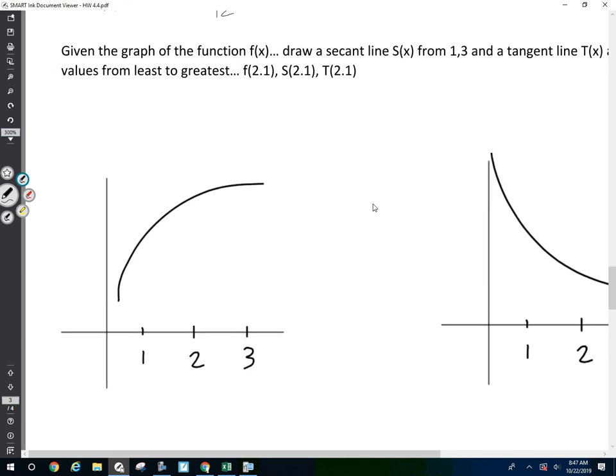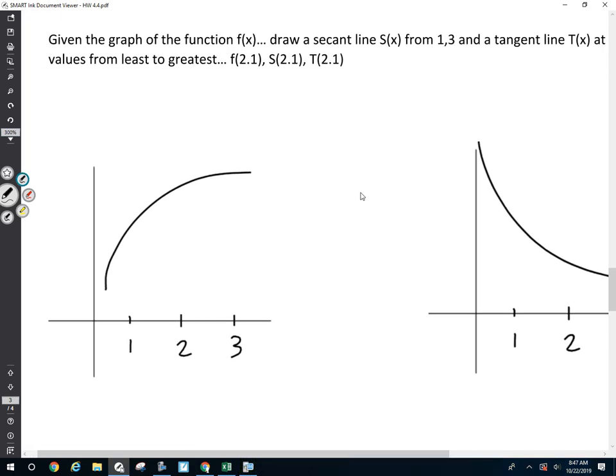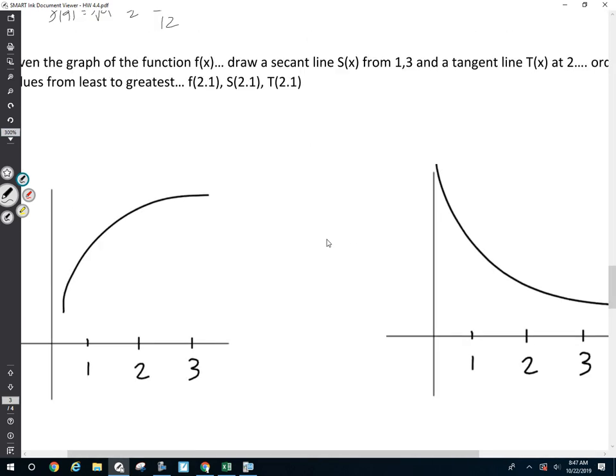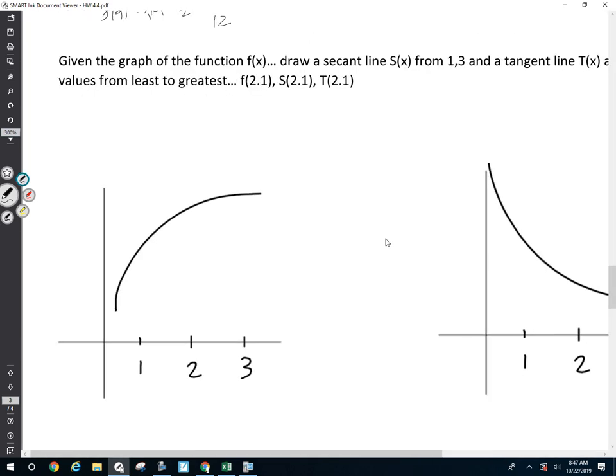All right, given the graph of a function, draw a secant line s of x from 1 to 3, and a tangent line t of x at 2. Order the following values from least to greatest: f of 2.1, s of 2.1, and t of 2.1. Okay, so this is f of x, and there's two things that they want. They want a secant line from 1 to 3. We have some concave down increasing function. Here is my secant line.